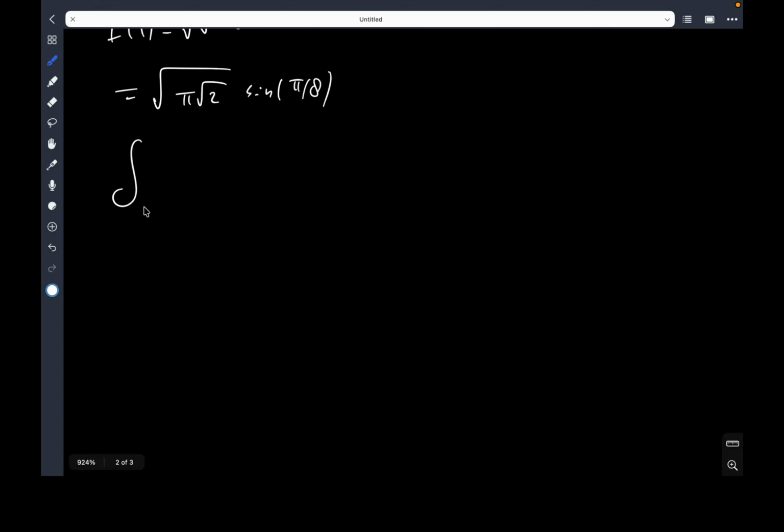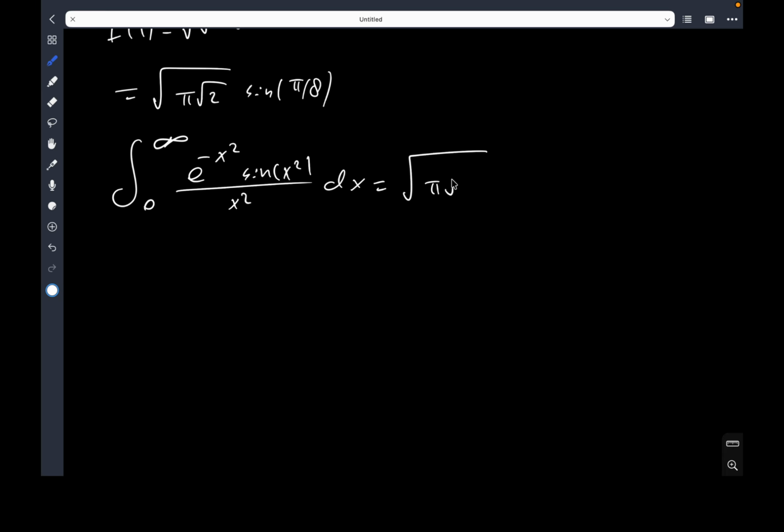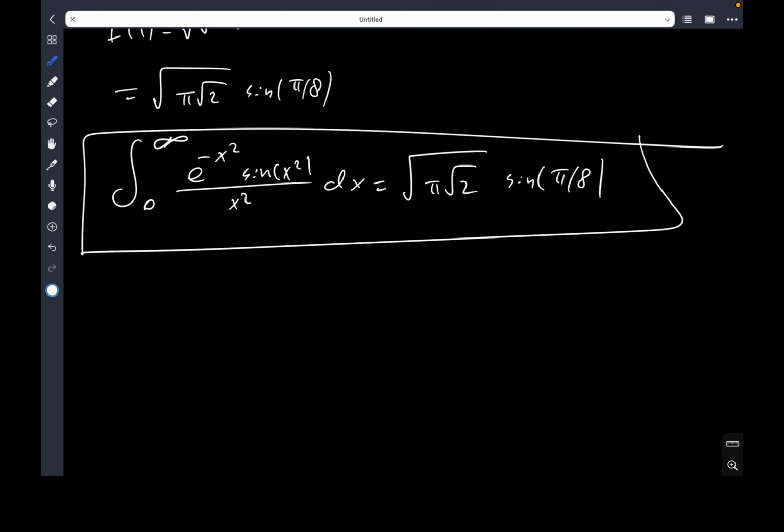And therefore, the integral from 0 to infinity of e to the negative x squared sine of x squared over x squared dx is root pi root 2 sine of pi over 8. And that is the final form of the integral that we obtained.